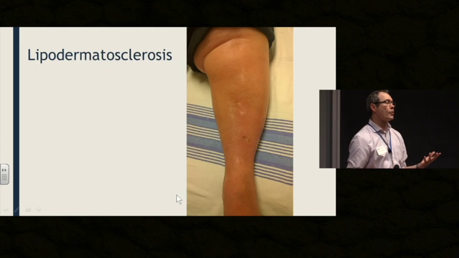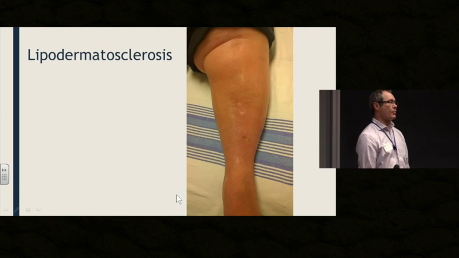For more formal compression, yes, you have to get ABIs before that. I've actually never seen a catastrophe from compression stocking, even though I know a lot of the wound care nurses are very nervous about that.